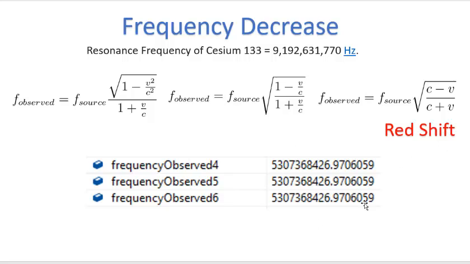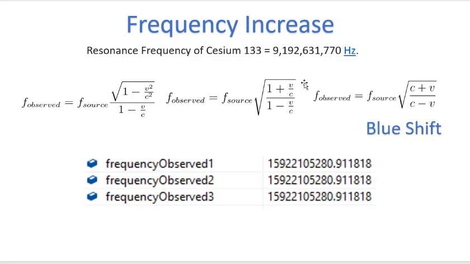And this gives the same answer. So this is frequency observed 4, frequency observed 5, frequency observed 6, and they all produce the same value. And that value is 5,307,368,426.97 hertz. And this is a red shift because the frequency is much lower than the 9 billion. And the other one is 15 billion, so the frequency is much higher than the original frequency, and thus it is a blue shift.